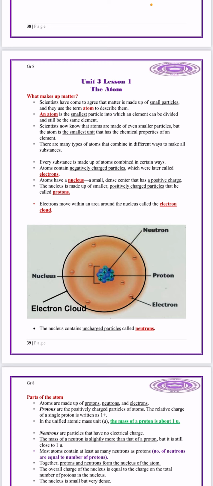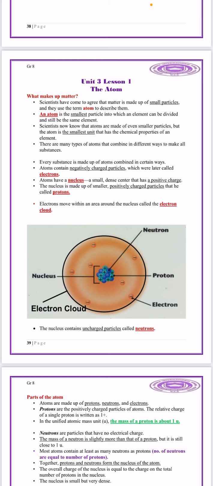So, what is the atom? Actually, the atom is the smallest structural particle of an element. The element is the bulk element that you know, okay? And this element is made up of small tiny particles that are called atoms. So the atom is the smallest functional unit of matter, and it has the same chemical properties as the element.